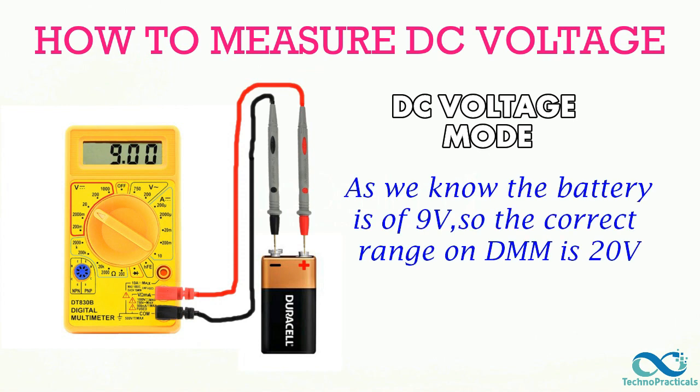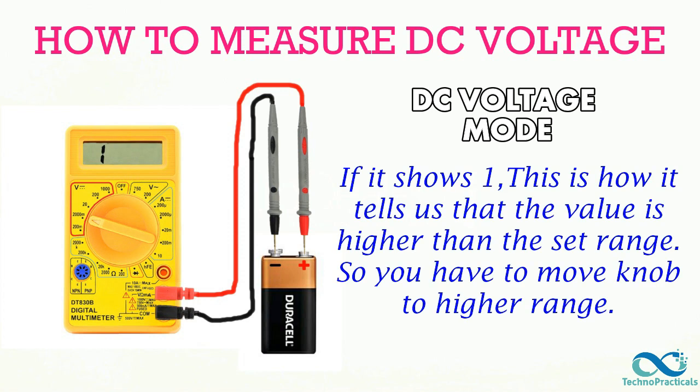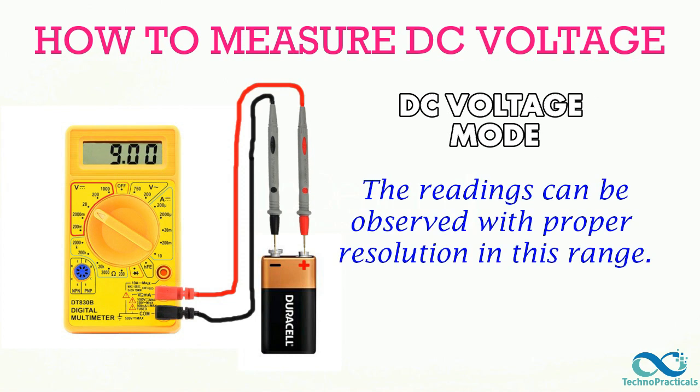As we know, the battery voltage is 9 volts, so the correct range on your multimeter is 20 volts. Lowering the range further shows 1. This is how it tells us the value is higher than the set range. So you have to move the knob on your multimeter to a higher range. So the readings can be observed with proper resolution in this range, as can be seen.